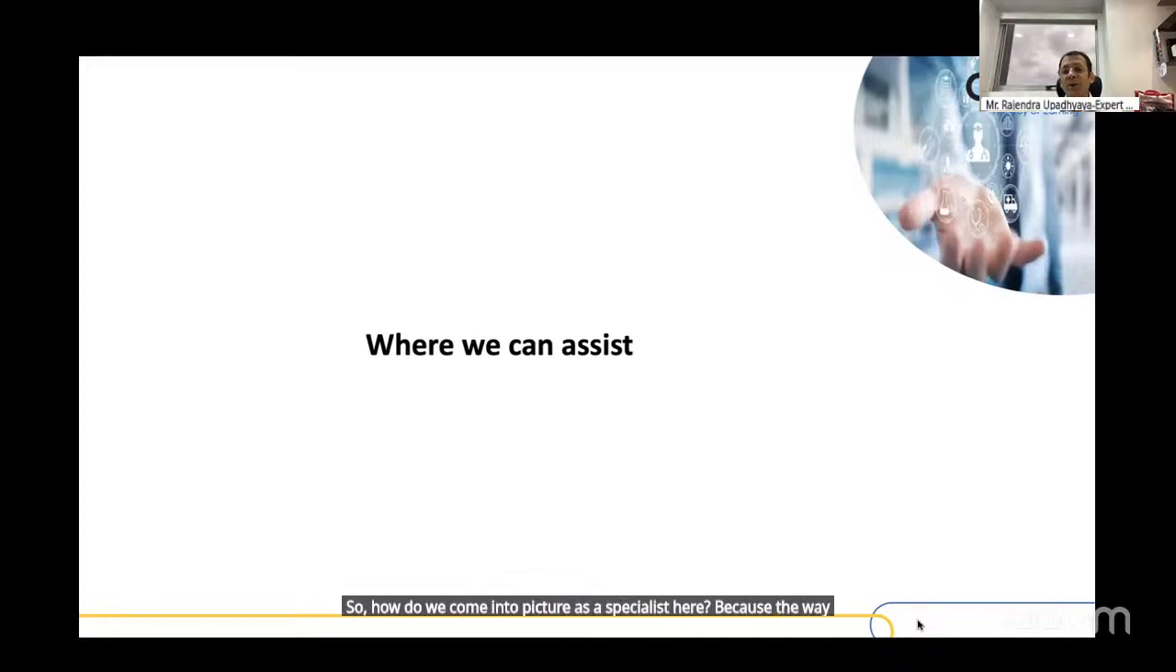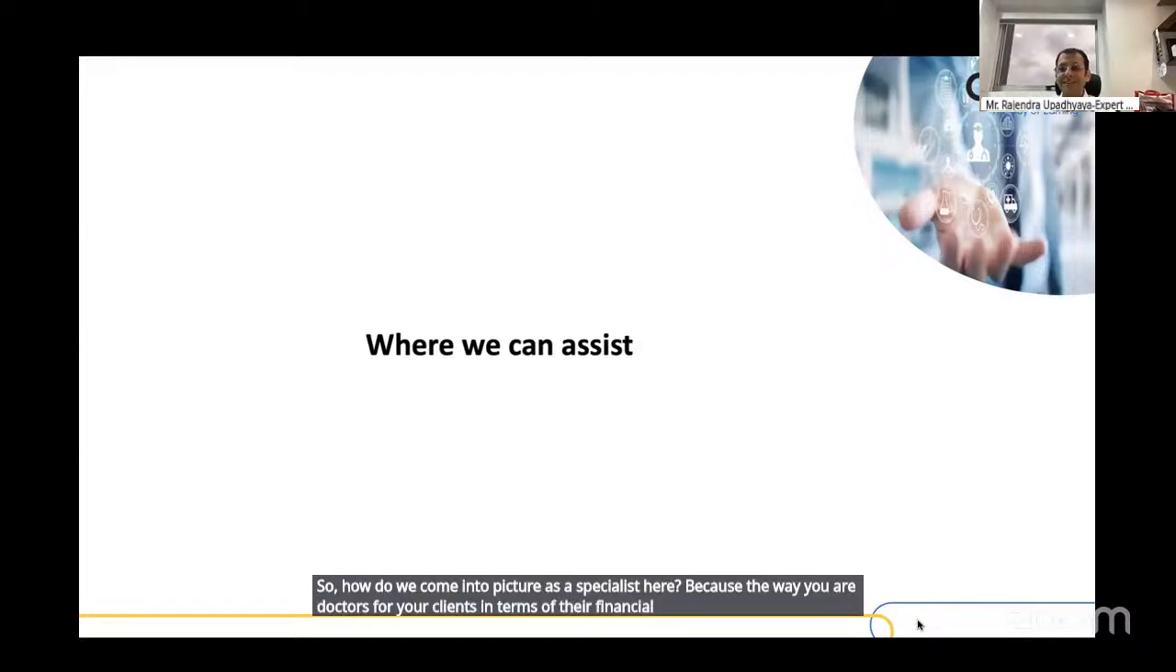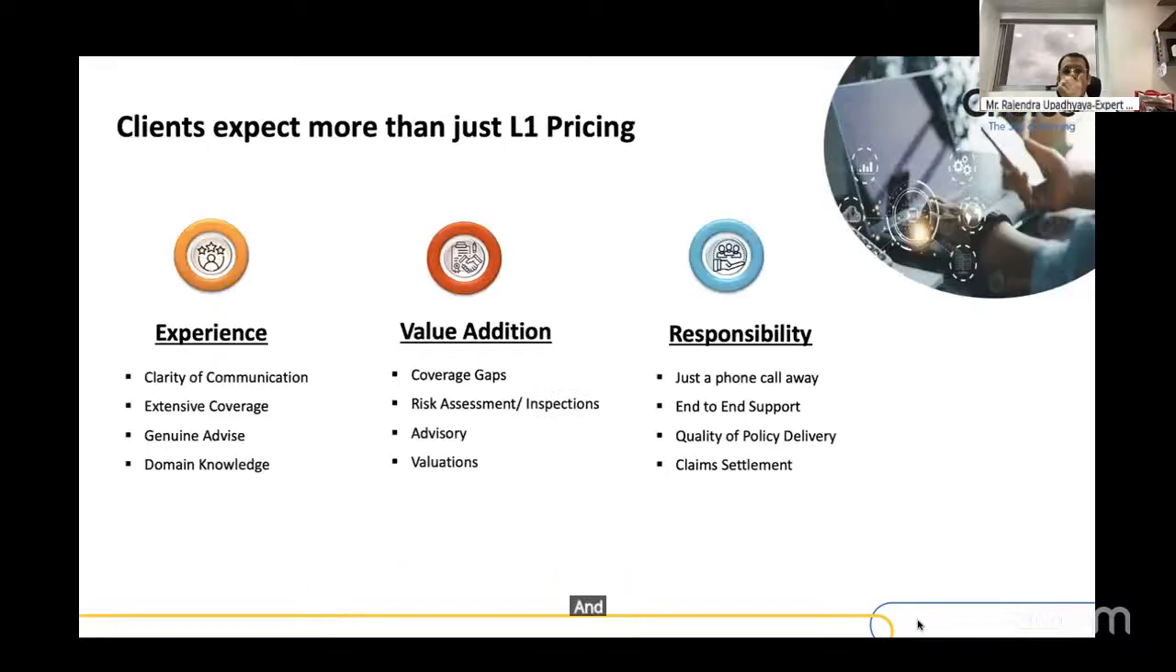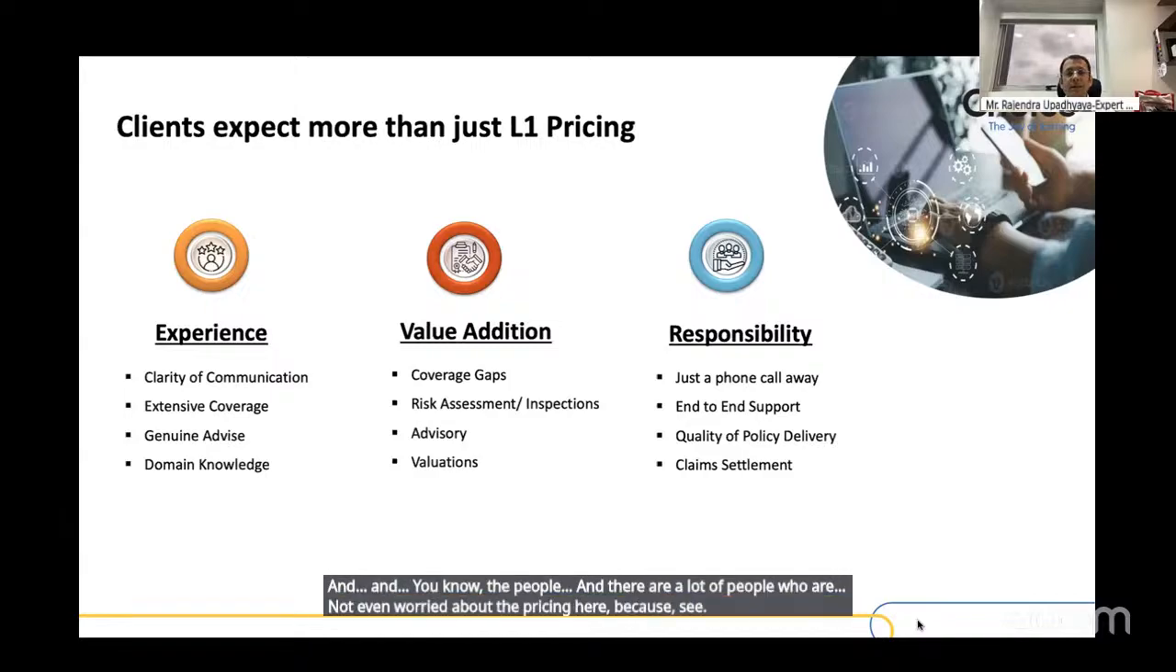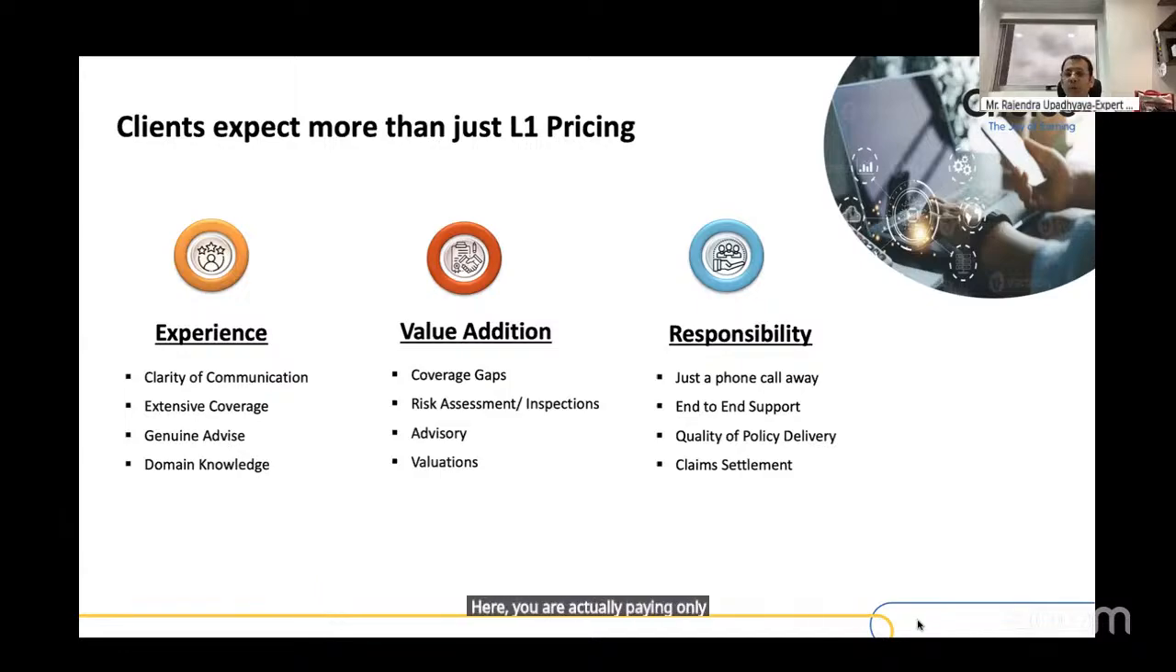Because the way you are doctors for your clients in terms of their financial things, we are the doctors for the risk. And there are a lot of people who are not even worried about the pricing here, because here you are actually paying only 1 rupee to cover 100 rupees of your asset. The premium that you pay is 1%, 2% max, or even less than that for property. So the kind of coverage is huge. A lot of times people think of it as an expense, but it has to be seen with the coverage.